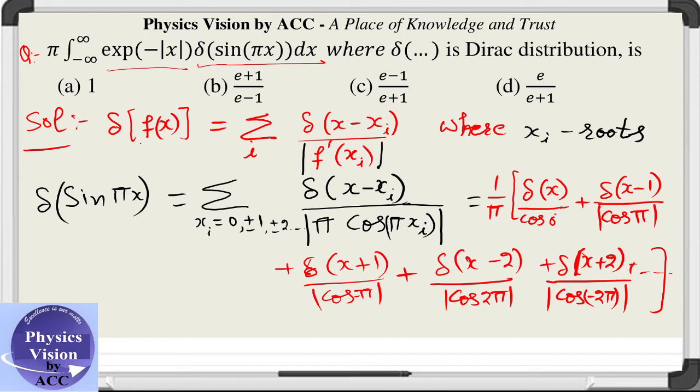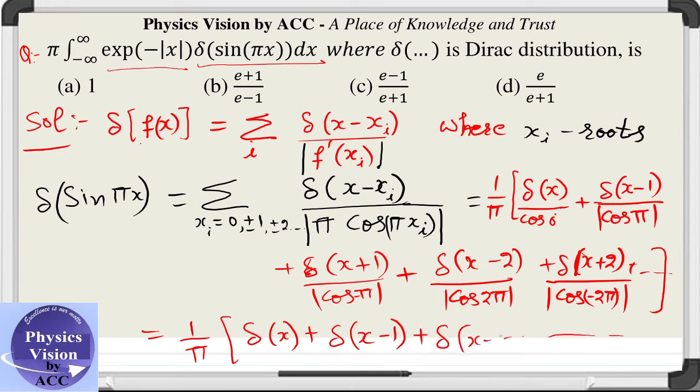So we can simply write this delta function as 1 by pi of delta x plus delta x minus 1 plus delta x plus 1, plus delta x plus minus 2 and so on. Okay, it will go in this manner.